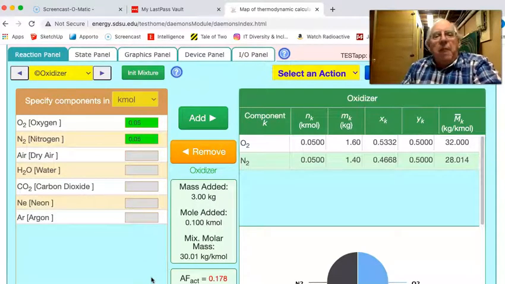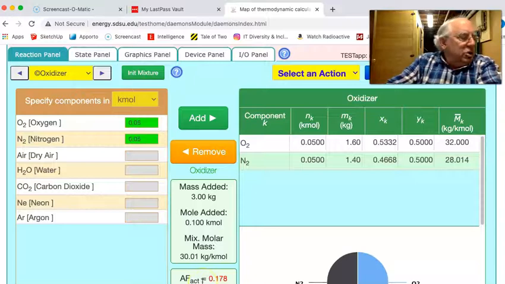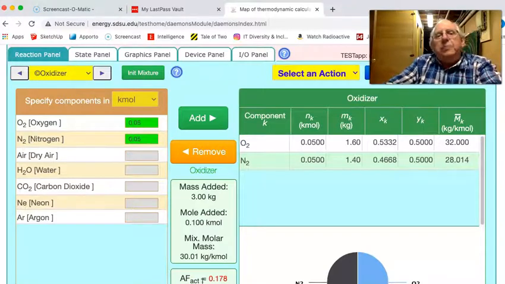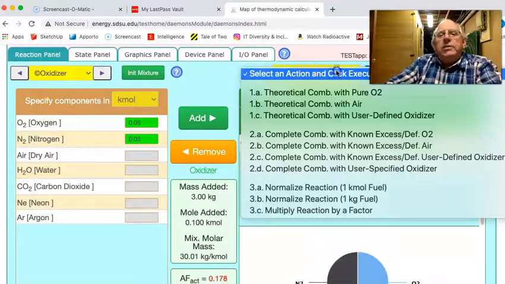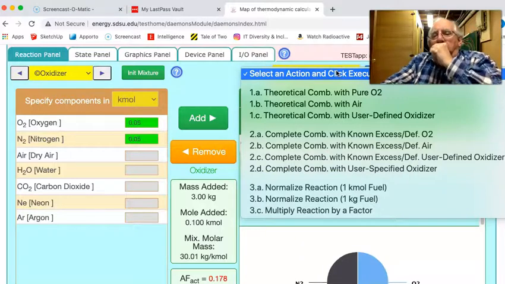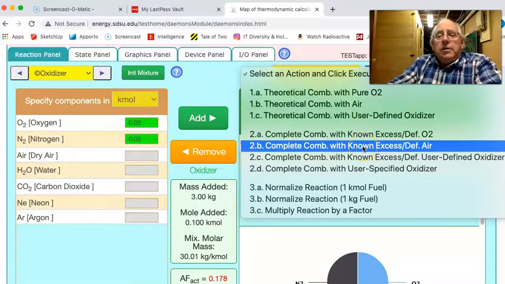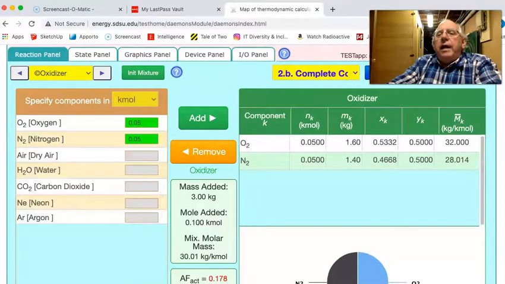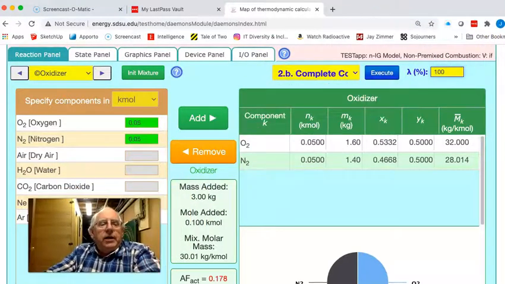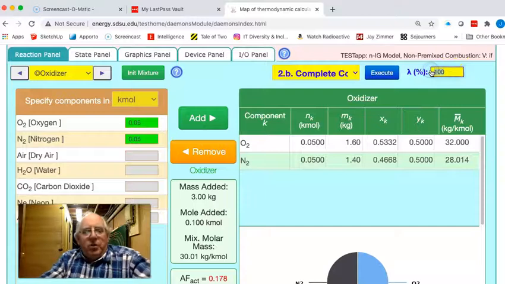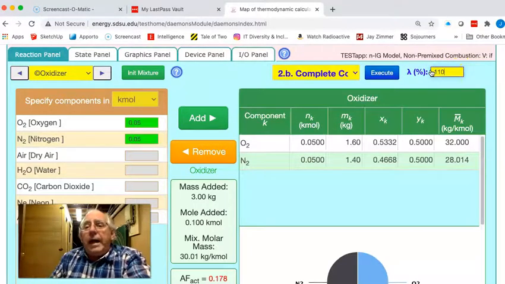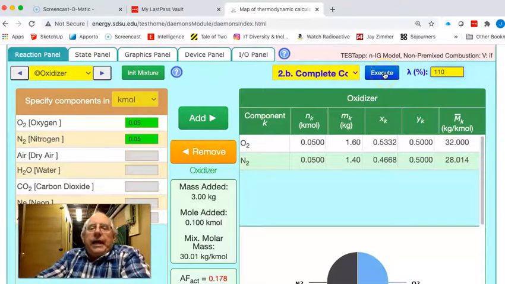Okay, so now with this in mind, we're going to tell the software that we want to burn this completely with 10% excess air. And so the action that we're going to select is a complete combustion with known excess air. And so with that in mind, I'm going to move this out of the way. Our ratio here is the ratio of theoretical air, which I'm going to allow to be 110%, which is 10% excess air, and I'm then going to execute it.